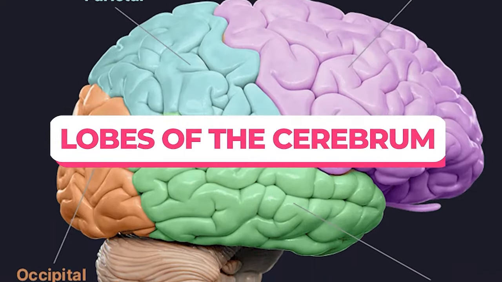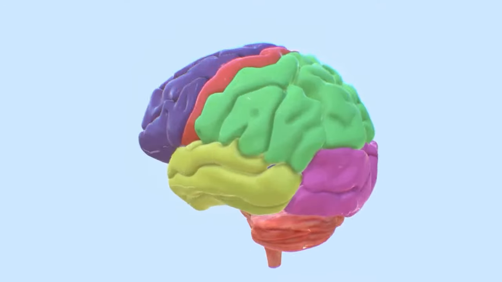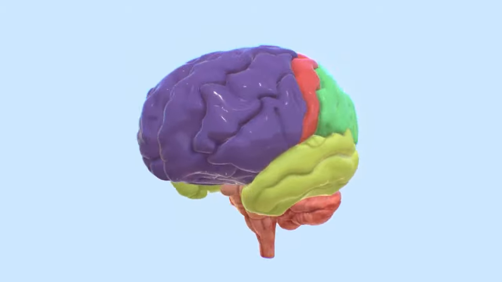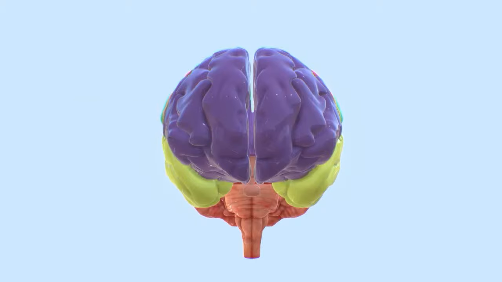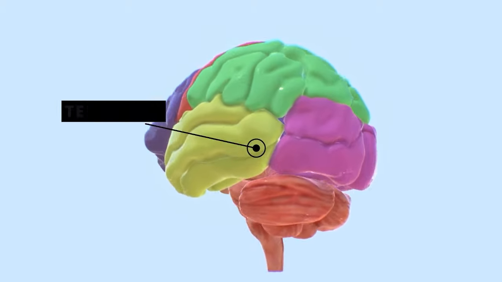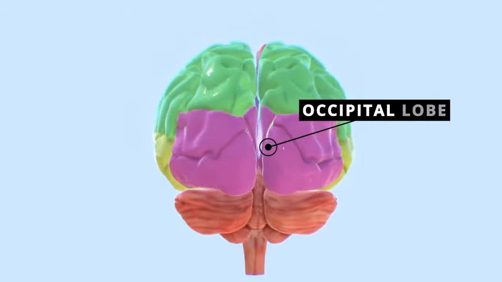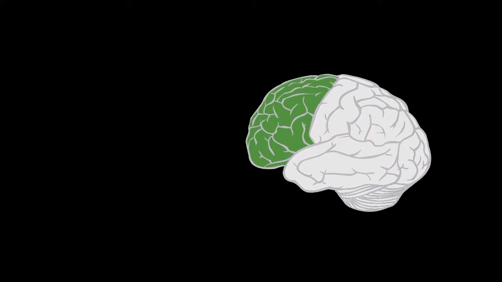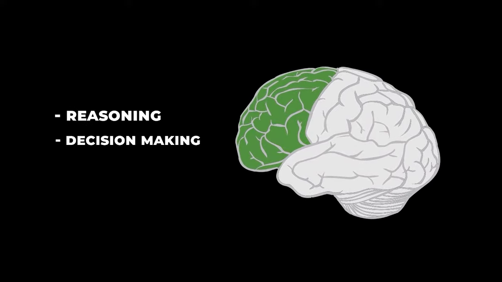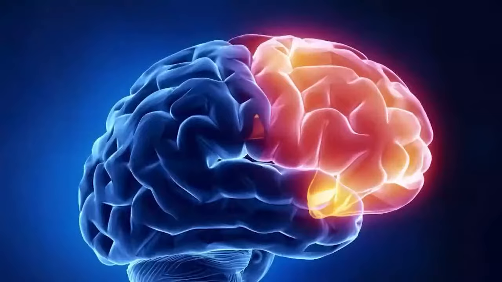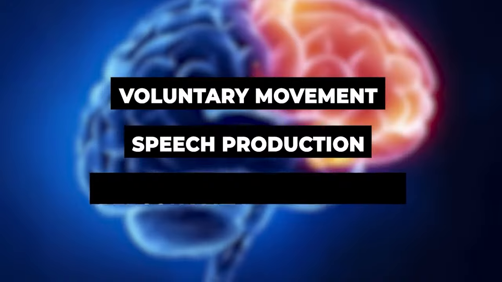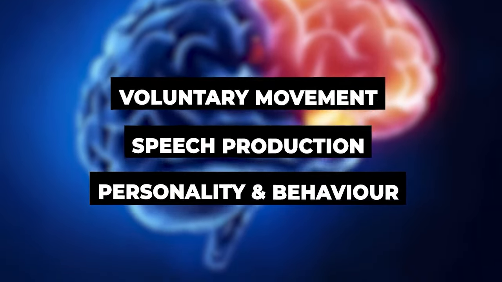Lobes of the cerebrum. The cerebral cortex, the outer layer of the cerebrum, is divided into four main lobes: frontal lobe, parietal lobe, temporal lobe, occipital lobe. Frontal lobe: located at the front of the brain, it's responsible for executive functions such as reasoning, decision-making, planning, and problem-solving. It also oversees voluntary movement, speech production, and aspects of personality and behavior.